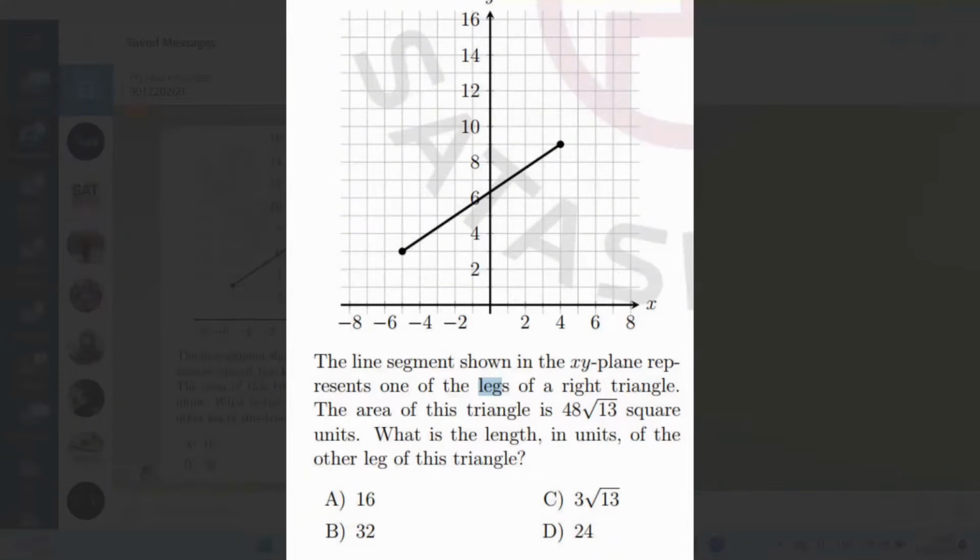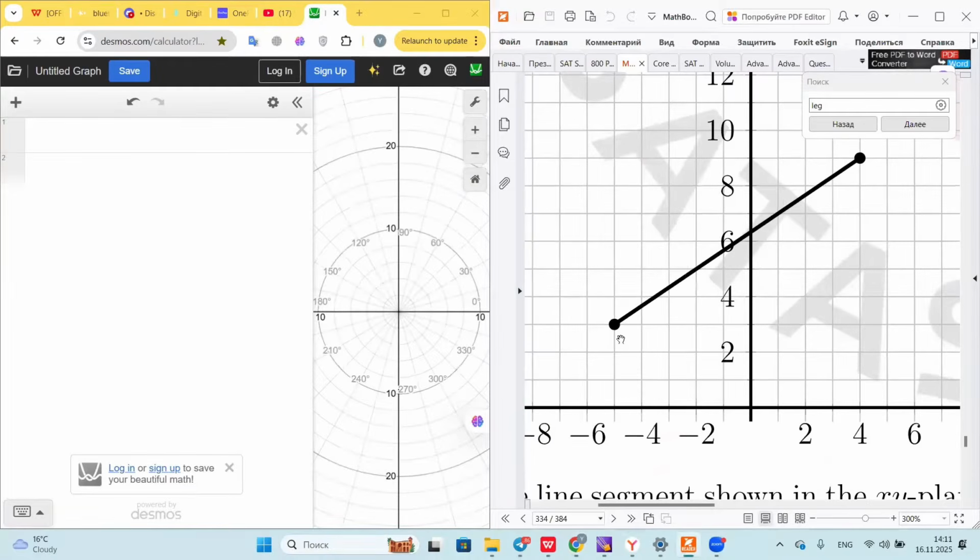Guys, it is one of the legs. The other leg will be from this side or the other side, it doesn't matter which one you choose. I just choose this side, only for this problem. You can see how we find the triangle's area, guys. Look, here is the first point, -5 and 3.